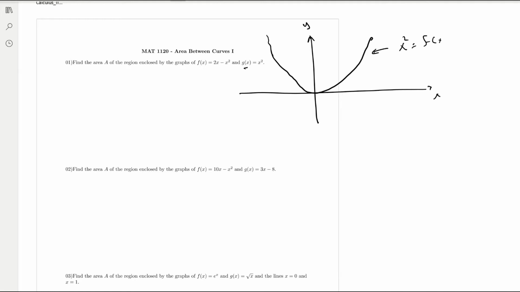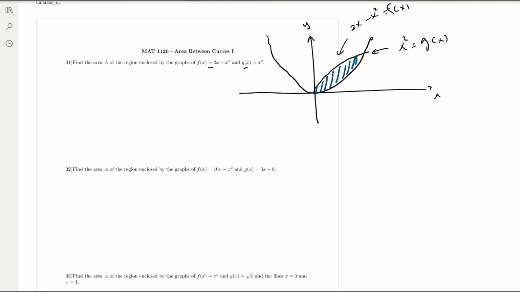Now you want to draw f(x) = 2x minus x square. Here's how 2x minus x square looks. So this is 2x minus x square. Again, x square was g and 2x minus x square was labeled as f. What they're asking in the question is to find the area between these two functions.